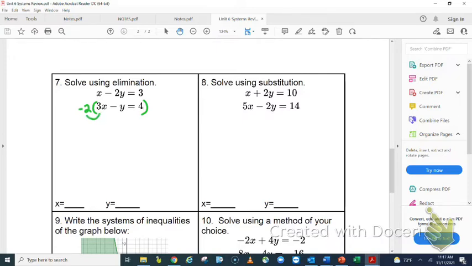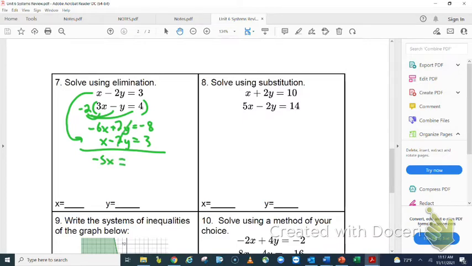So when I do that, I get negative 6x plus 2y equals negative 8. And I'm going to bring this down underneath it and say that that's x minus 2y equals 3. Now I want to combine my like terms. This is going to give me negative 5x. That's going to eliminate, and this is going to give me negative 5. Divide by negative 5, and we get x equals 1.